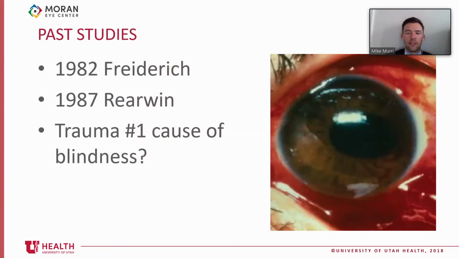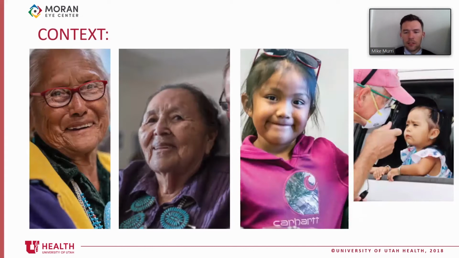There have been really a dearth of studies about the Navajo Nation and about Indian reservation care in general. Two studies that were done in the 80s suggested that trauma might be the number one cause of blindness. And they were severely limited by the presentation of patients in those studies, mostly being in the emergency setting. So there's a big need for data analysis and care as well to the Navajo Nation. These are some of the patients that you see down in the Navajo Nation, and they're really so grateful for care. You'll notice Dr. Hoffman over there. Even during the COVID-19 pandemic, we were able to continue to do clinical and some surgical care as well.